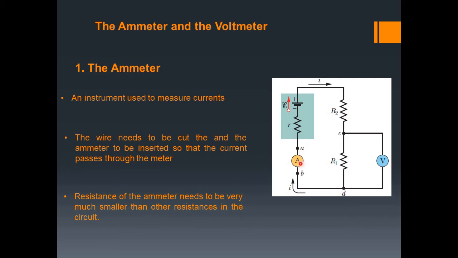Why? The reason is that if the ammeter does not have a much smaller resistance, then the current passing through this ammeter will not be measured correctly. In other words, the ammeter will affect the current passing through it. So the real current which is flowing in the wire won't be measured. To avoid this issue, it is important that the resistance of the ammeter should be smaller than the resistances of the external resistors in the circuit.